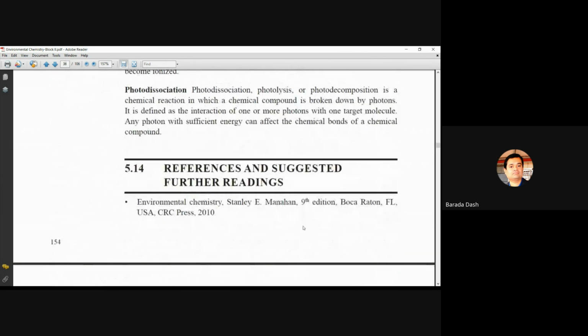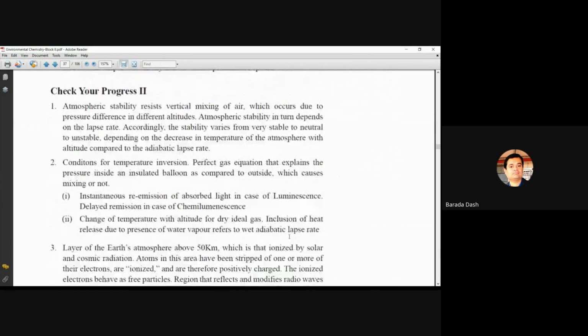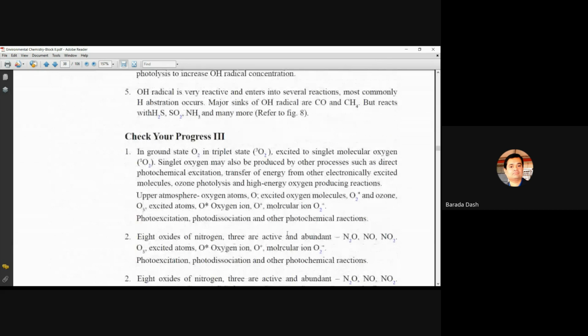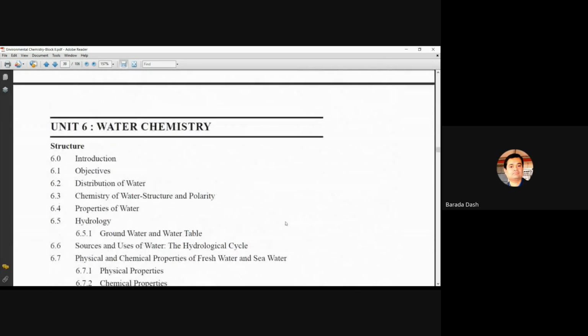I think we are done with this part, and we will now go to water chemistry.